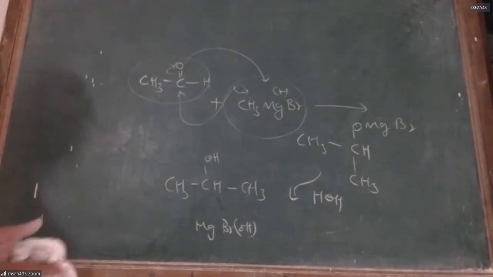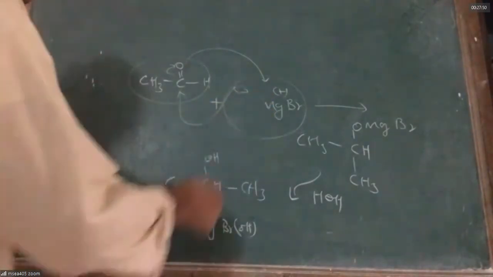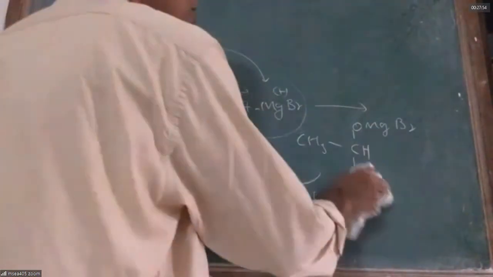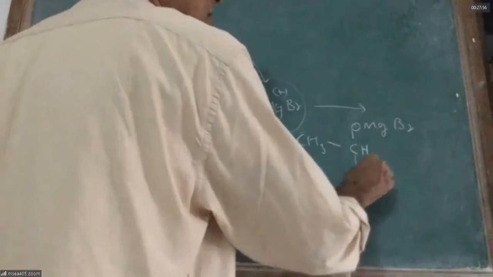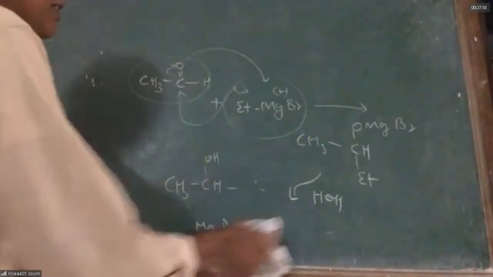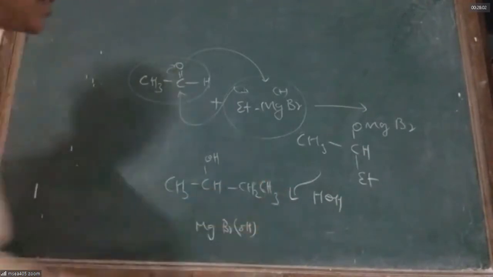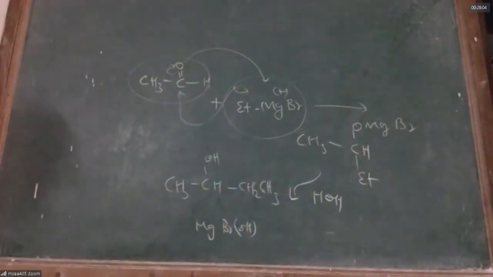Now, instead of taking methyl magnesium bromide, let us suppose you take ethyl magnesium bromide. Then here the ethyl group will attack. Then here you will get ethyl group. Then what is this alcohol, sir? It is 2-butanol. Is that fine? Yes, sir.